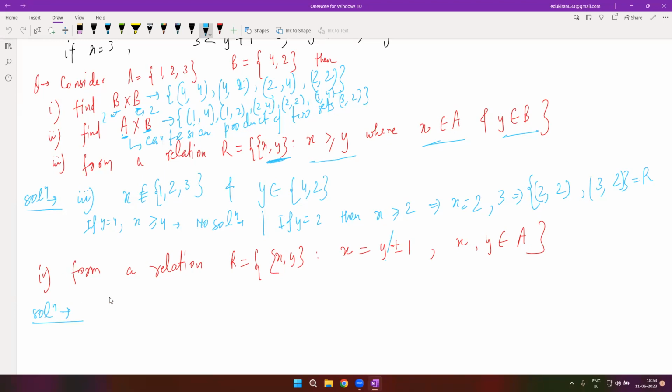So let's say y is 1. Now both x and y are from set A. So if y is 1, we have set A, B, right? In the above, 1, 2, 3, and 4, comma 2. But it's given that you have to only form the relation on set A. So let's start with the values of set A.